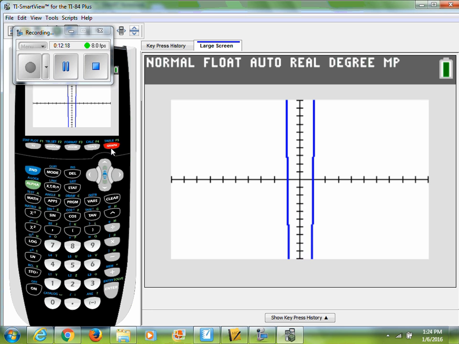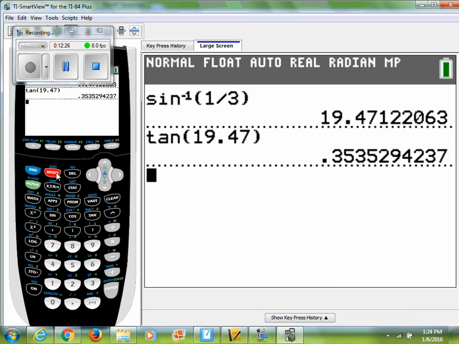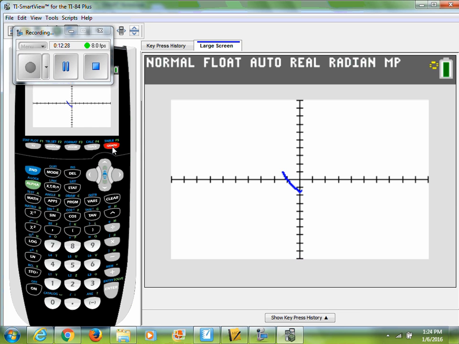And I don't like that graph. So let's change our mode back to radian and see if we get a prettier graph in radian mode. Much prettier. Okay, so if I want to find my x values, I'm going to kind of trace my graph to see if I can figure out approximately what that endpoint is on each side.